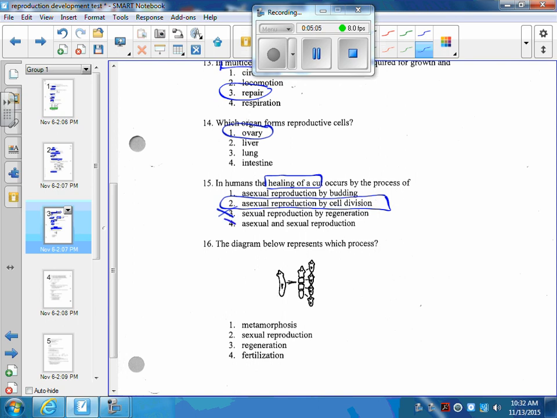This one is both answers, sexual and asexual. So that's obviously not the right answer. If you were confused between budding and cell division, well, your cells divide in half and make more cells. That was from your notes also.